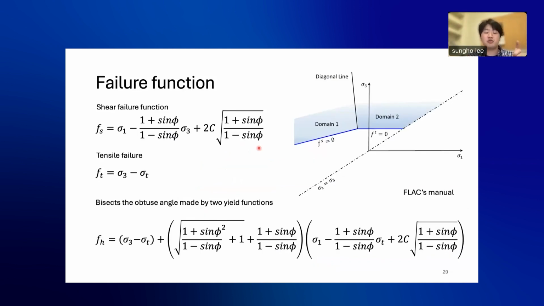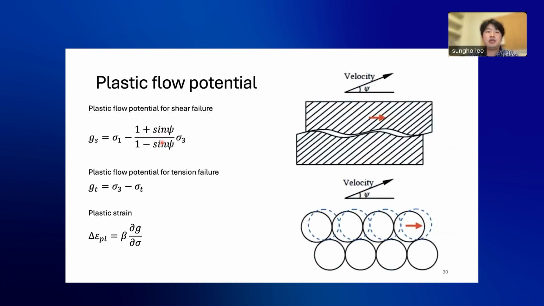In geological media, two types of failure occur. The first one is shear failure. The other one is tensile failure. Shear failure occurs like this slip, and tensile failure is mode 1 failure. So we have two types of failure. To distinguish them, I need another function, that is the diagonal line. This diagonal line is defined by this function. So using three functions, I can distinguish this is shear failure, this is tensile failure.